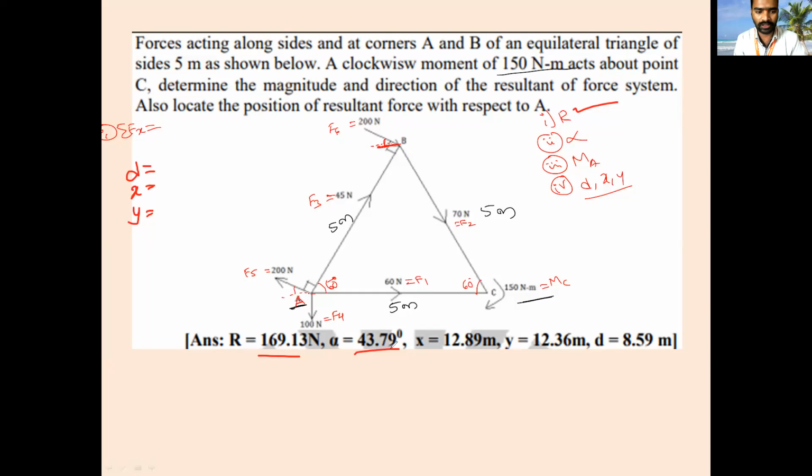Next, I told you to determine the moment about point A. Have you determined the moment about point A? This was remaining, correct? The summation of moments about point A was remaining in the last class. Okay, so I will explain once again how to determine the moment about a given point A.